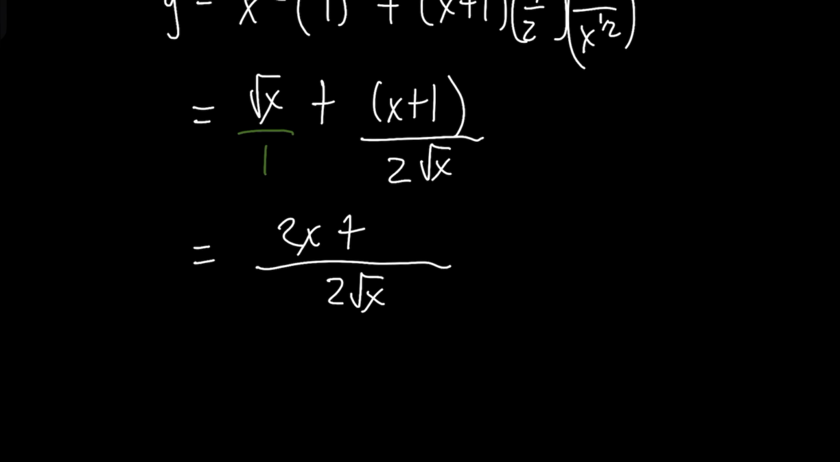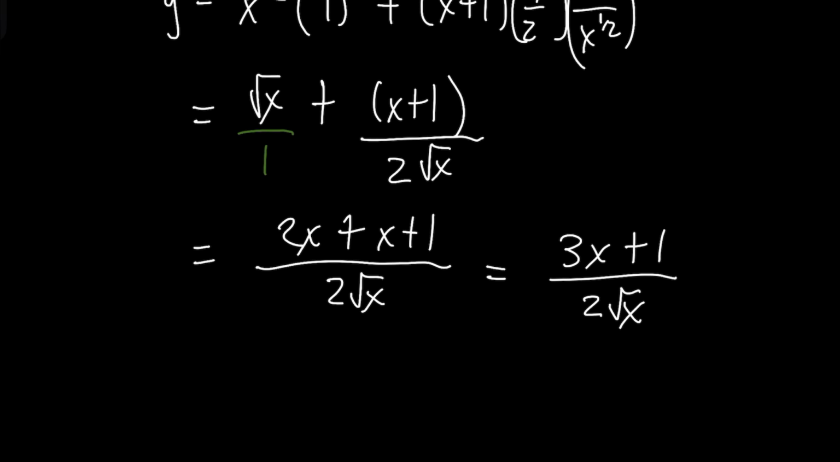Plus 2 square root of x divided by 2 square root of x, that is 1. 1 times x plus 1, that is x plus 1. Then we can combine 2x plus x here, that is equal to 3x. Then let's copy the plus 1 all over 2 square root of x. Since we cannot simplify further, this is the final answer for the problem.